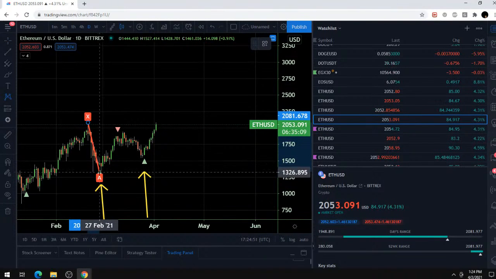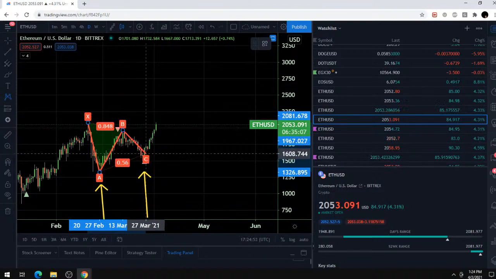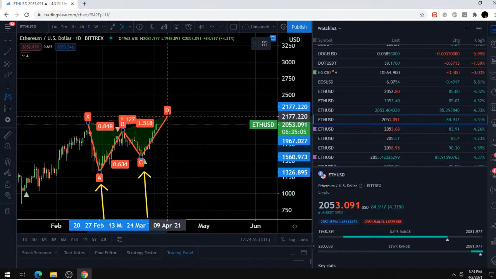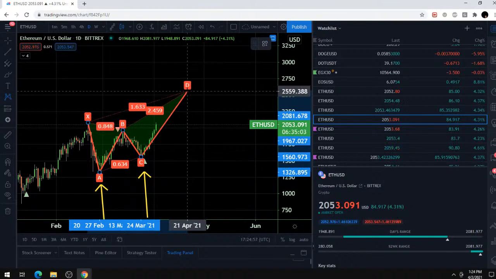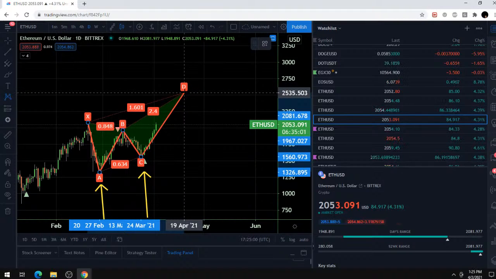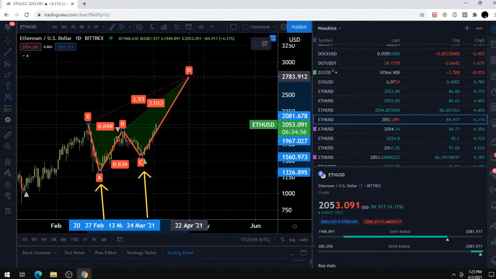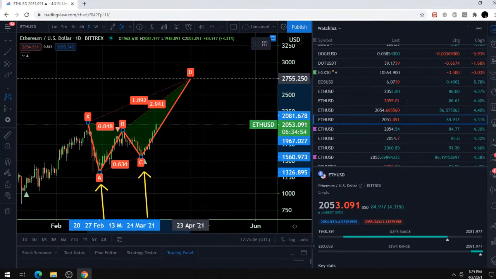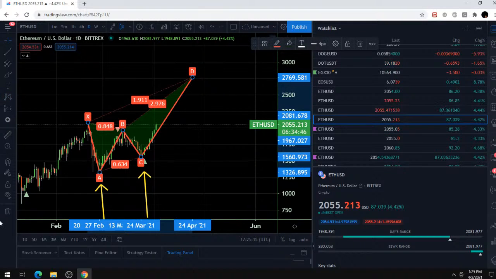Now, something I want to show everyone is we do have this crab formation taking shape. That would be a 1.618 up to 2,500. Although the deep crab, that's what this is, usually likes to go to a 1.902, about 2,750.